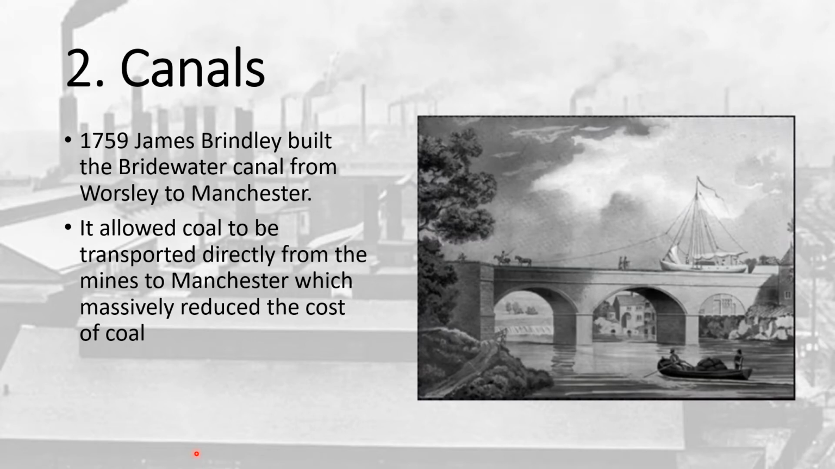The second point we're going to look at is canals. Now, in 1798, James Brindley built the Worcester to Manchester Canal for Duke Bridgewater, and this is why it was called the Bridgewater Canal, as we can see here. Now, the Bridgewater Canal was created to transport coal from the mines to the locations such as factories. Now, this greatly reduced the cost of coal and it also increased the speed in which coal could be transported.